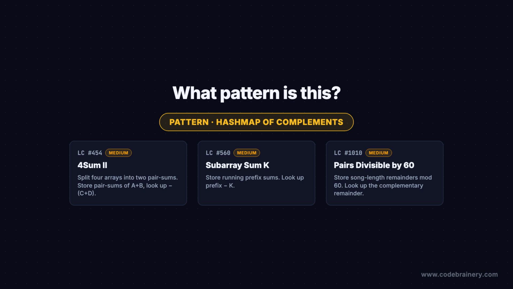Trade space for time. Look up what you need, not check what you have. This shows up everywhere. 4 sum 2. Split into 2 pairs, store pair sums. Subarray sum equals k, store prefix sums. Pairs with target sum divisible by 60, store remainders. Same trick. Now you can spot it.